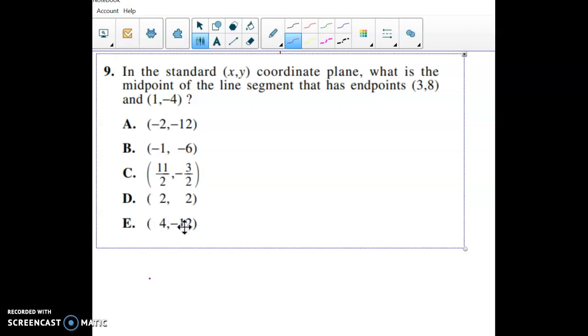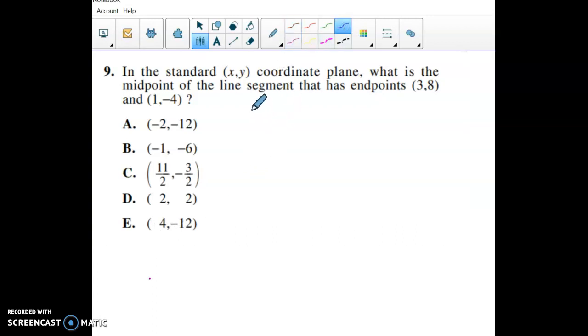All right, midpoint formula. So pause the video, see if you can remember it, because this one is just, if you can remember the formula, it's not that hard of a question, but pause the video, give it a shot before continuing.